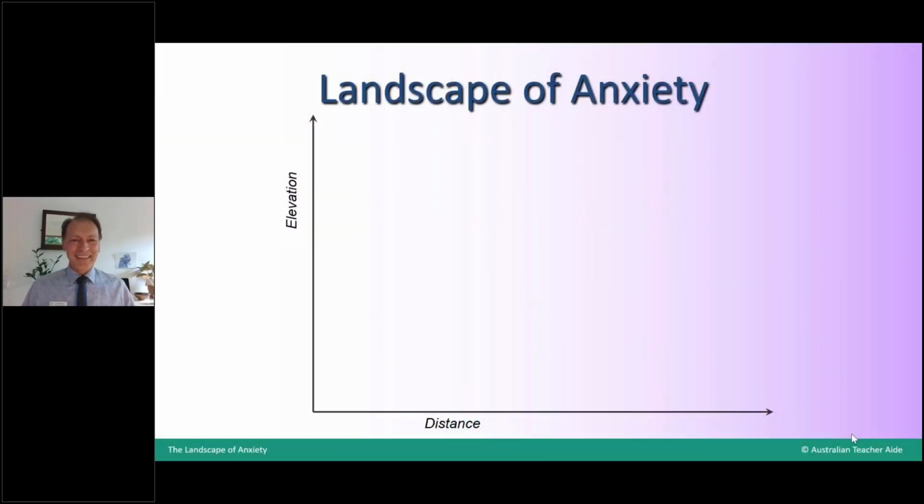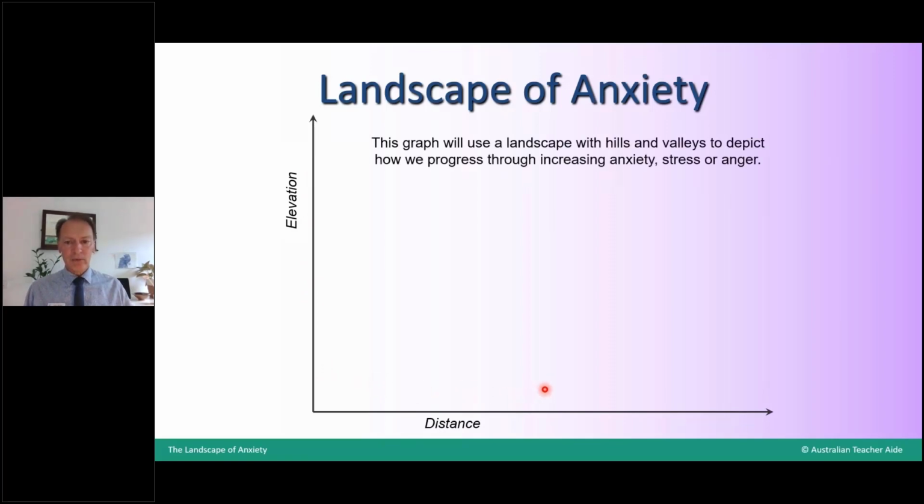To do this, we're going to have a look at a graph, if you'll permit me. It's a graph that has, over here is the elevation, and here is distance. So I'm going to build a graph of a landscape, and it'll have hills and valleys, and the hills and valleys will give you some indication as to the heightened stress as we go up a hill, or the lowering stress as we go down into a valley of behavior.